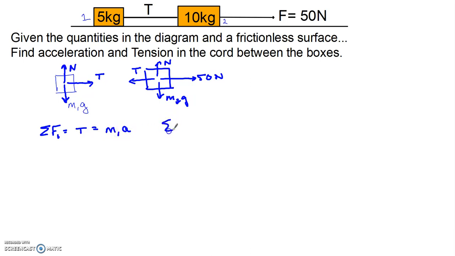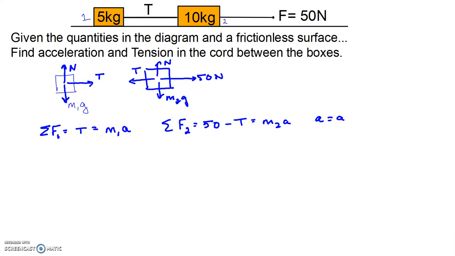And the sum of the forces on box 2, well, there are two. The one to the right is positive and the one to the left is negative, so that's going to be our 50 Newton applied force minus tension equals M2A. And it's important to notice that they're connected, and so A for one of them is equal to A for the other. So A is the same value.